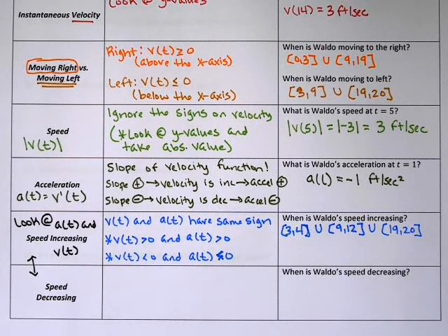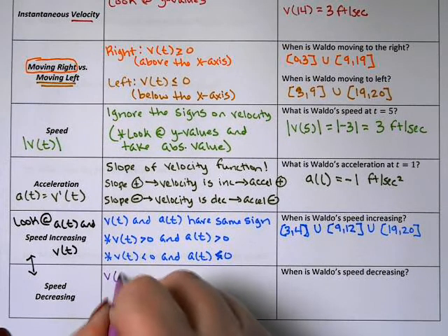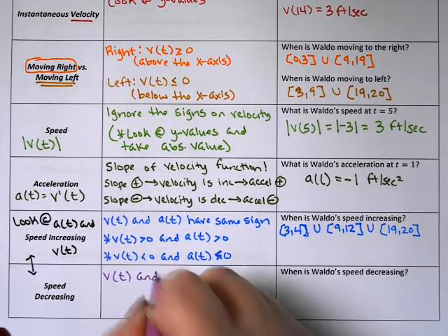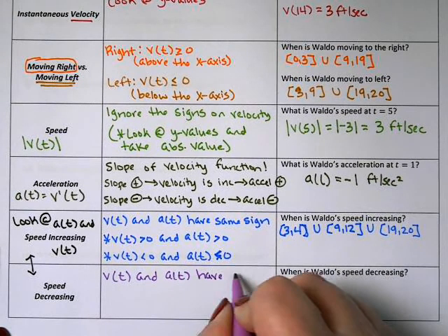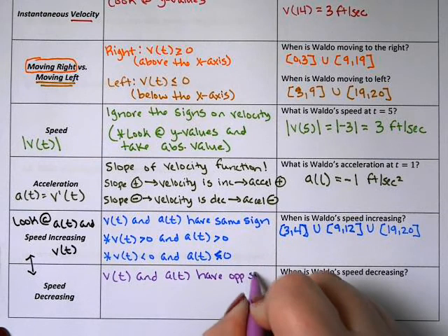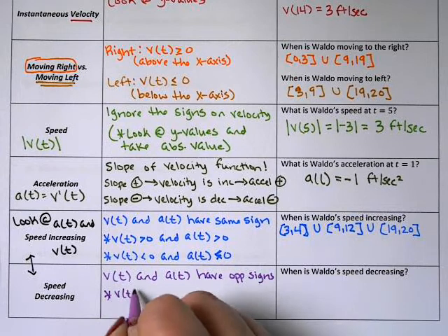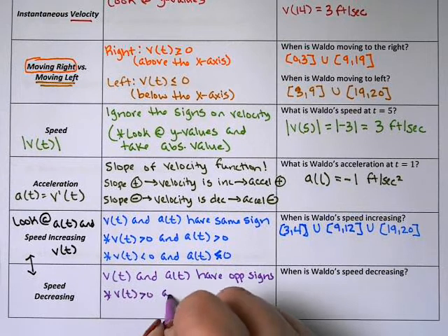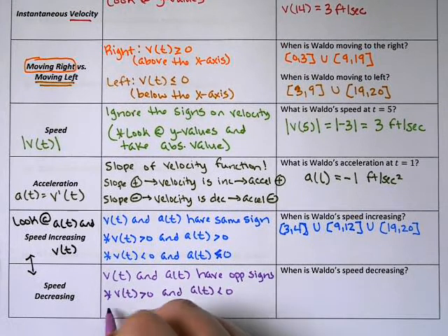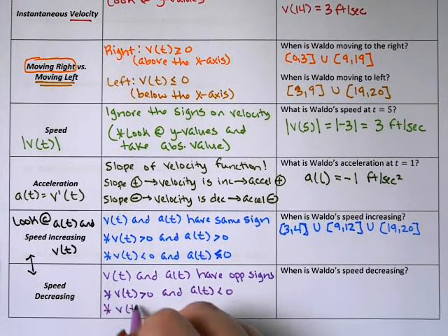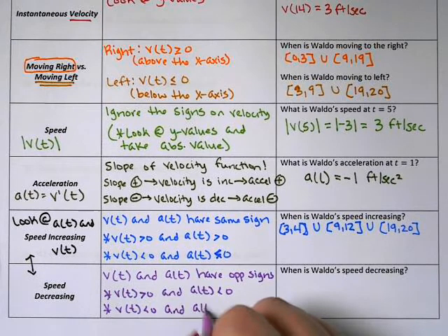All right, so let's talk about speed decreasing then. We're going to be looking for any place that the velocity and acceleration have opposite signs. So in other words, the velocity could be positive and the acceleration negative, or we could have the velocity be negative and the acceleration be positive.